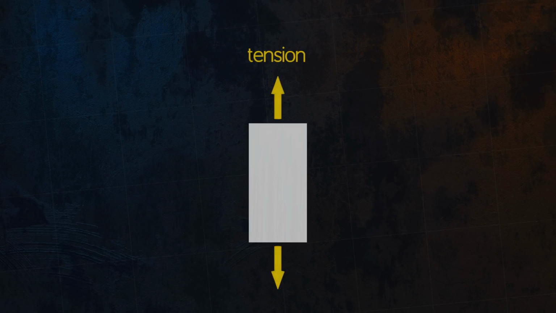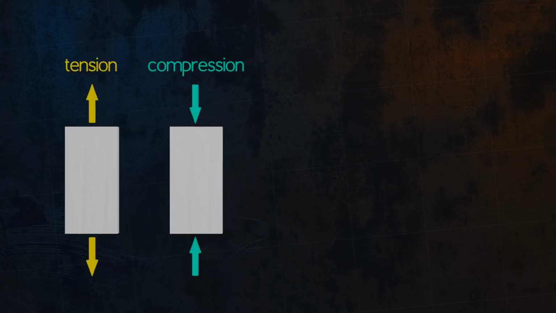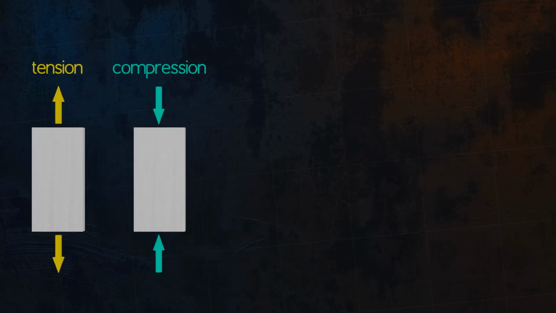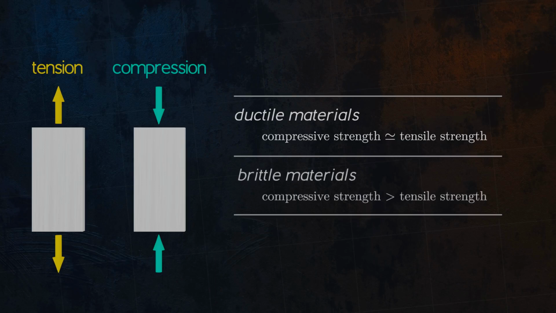So far, we have only discussed strengths in the tensile direction. But what about the compressive direction? For ductile materials like mild steel, the yield and ultimate strengths are very similar in the tensile and the compressive directions. Tensile tests are usually easier to carry out than compression tests, and so compression tests aren't often performed for these materials. For brittle materials like concrete and ceramics, however, the material strength is much larger in compression than in tension. I will talk about why this is the case later on in the video.